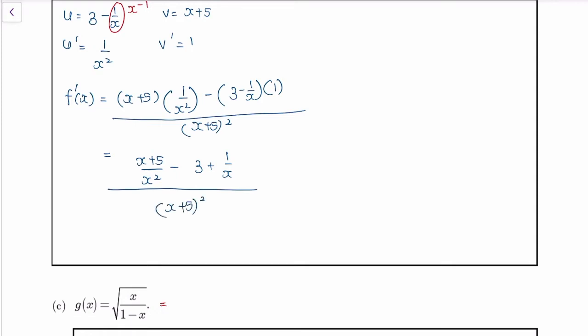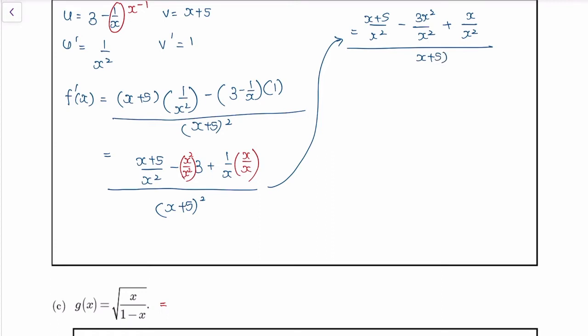So sekarang ni kita akan simplifikan fraction kita. So kita akan buat supaya semua number ada denominator x squared. So this one will be, kita akan darabkan dengan x over x. This one will be darabkan dengan x squared over x squared. Okay, kita tak ubah soalan, kita cuma ubah bentuk sahaja. x plus 5 over x squared. Saya rasa saya tulis kat tepi lah. Okay, so x plus 5 over x squared minus 3x squared over x squared plus x over x squared, over x plus 5 squared. So, end up kita akan dapat x plus 5 minus 3x squared plus x over x squared times x plus 5 squared.